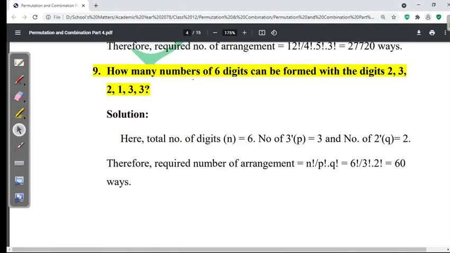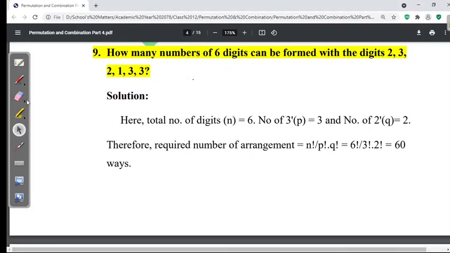Now question number 9. Question number 9 is, how many numbers of 6 digits can be formed with the digits 2, 3, 2, 1, 3, 3? So 232133. So total number of digits are 6, and three 3s are here and two 2s are here. Here is no 0. In every place we can put these digits. That's why total number of arrangements is n factorial by p factorial times q factorial, 6 factorial by 3 factorial 2 factorial, that is 60 ways.